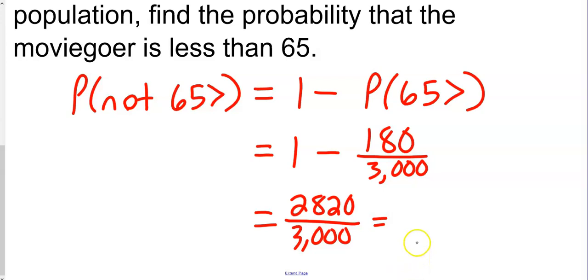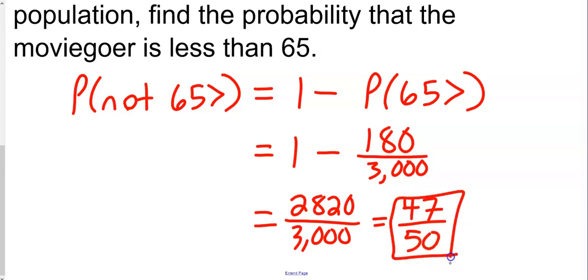But of course that reduces down to, and if you let your calculator do the work a moment ago with the 1 minus the 180 over 3,000, you get 47 over 50. Okay, so move on to the next video.